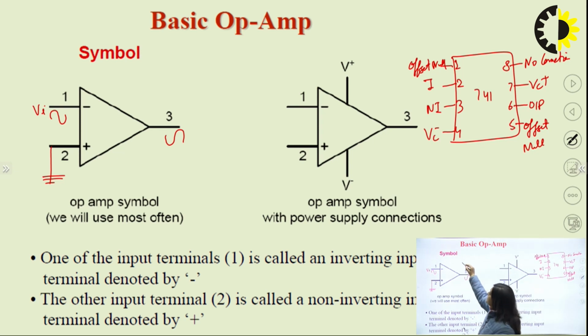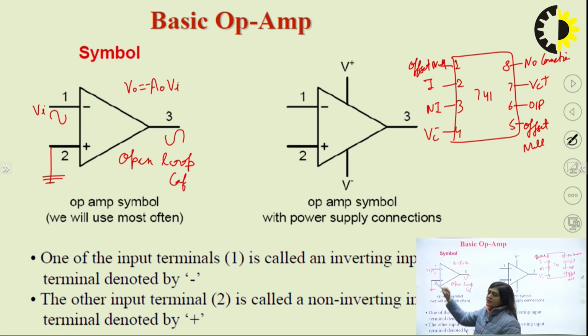Here output V naught is equal to A VI with a negative sign, because this VI is applied at the negative terminal. So the output voltage will be equal to gain multiplied by input signal, that is minus A Vi, and this is in the open loop configuration. Open loop means there is no feedback here. Output is not connected with the input. So this is the open loop configuration for your inverting amplifier.